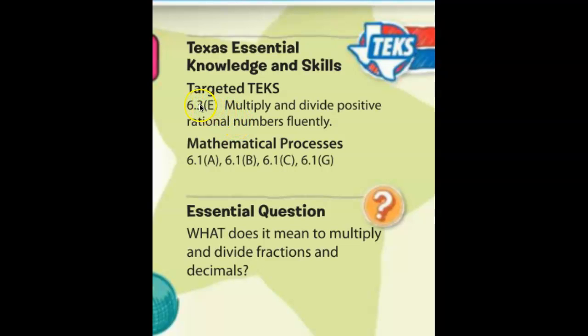The text we're focusing on today is 6.3e, to multiply and divide positive rational numbers fluently. Specifically, we're going to target multiplying decimals by decimals today. While we're doing the skill review this week, we really want to zero in on what it means to multiply and divide fractions and decimals. They behave differently than multiplying whole numbers, so I'll be referring back to this several times.